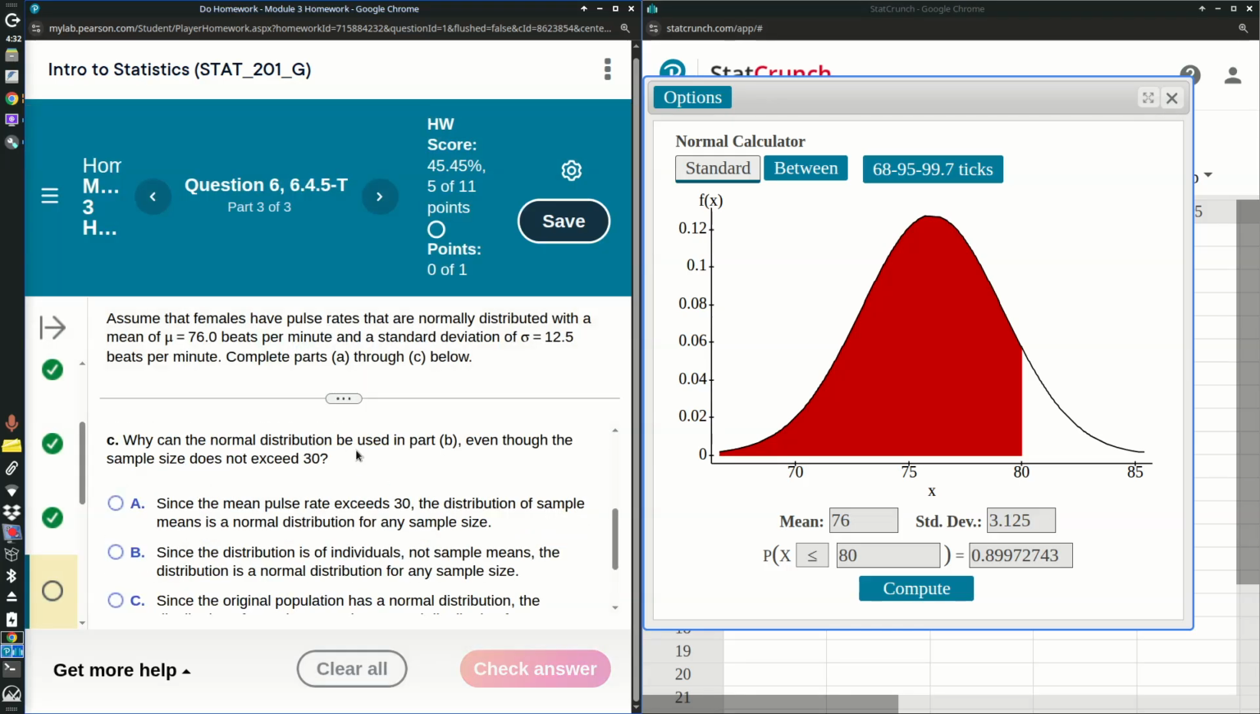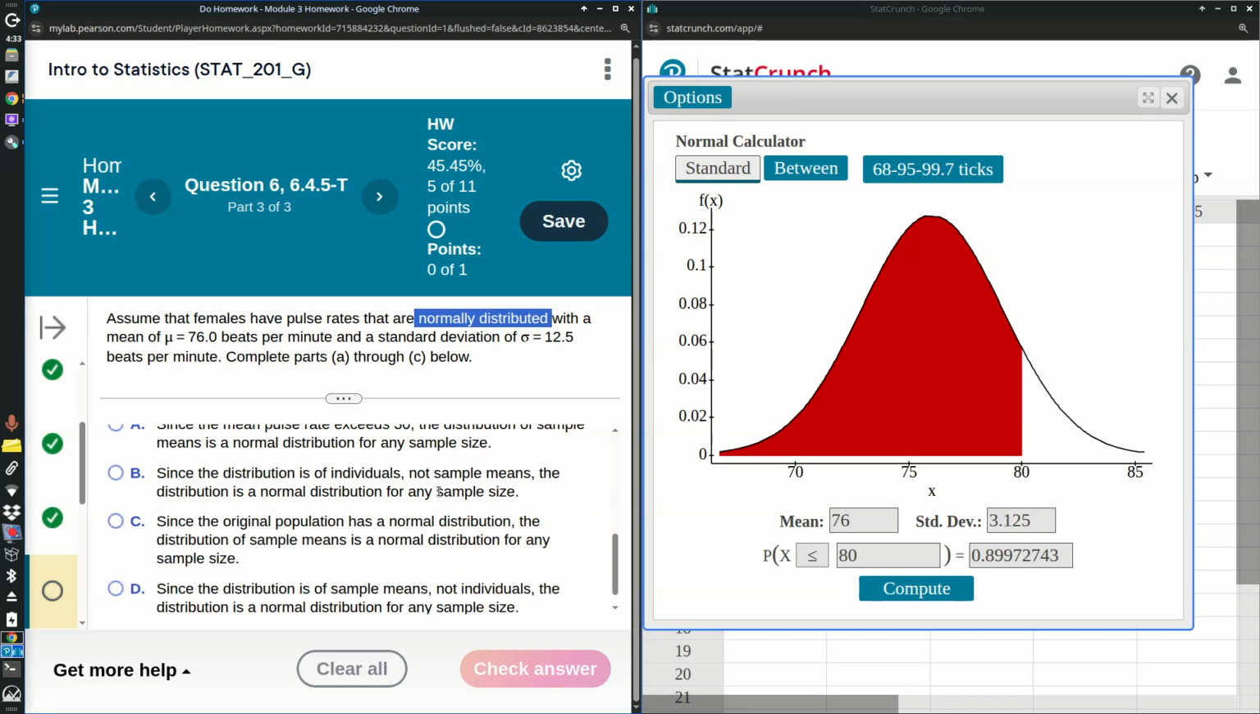Okay, why can the normal distribution be used? There are some rules of thumb for using the normal distribution with sampling distributions. Normally, you want your sample size to exceed 30 to be able to use the normal distribution, and you also have some other smaller conditions if you read the text. But if you're already starting with a normally distributed population, then it doesn't matter. Any sampling distribution you're going to use is going to stay normal. So because it's already normally distributed, the sampling distribution is going to be normally distributed. So that's what it says here.